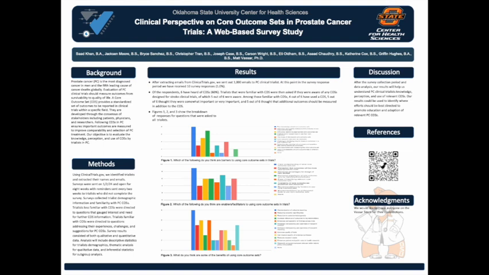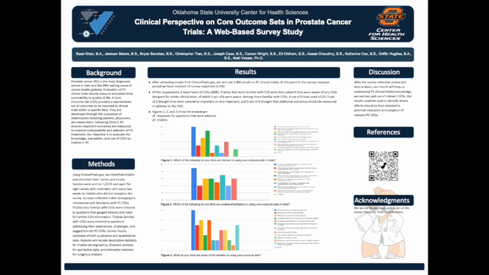Trialists who were less familiar with core outcome sets were directed to questions that gauged interest and need for further core outcome set information. Trialists familiar with core outcome sets were directed to questions addressing their experiences, challenges, and suggestions for prostate cancer core outcome sets. Survey results consisted of both qualitative and quantitative data. Analysis will include descriptive statistics for trialists' demographics, thematic analysis for qualitative data, and inferential statistics for subgroup analysis.